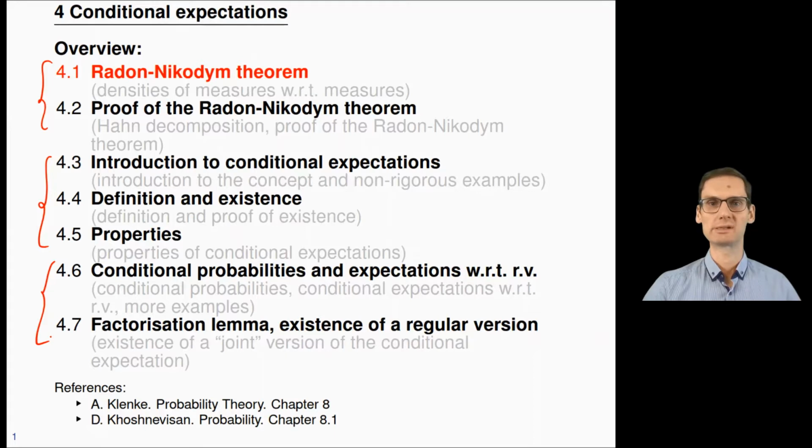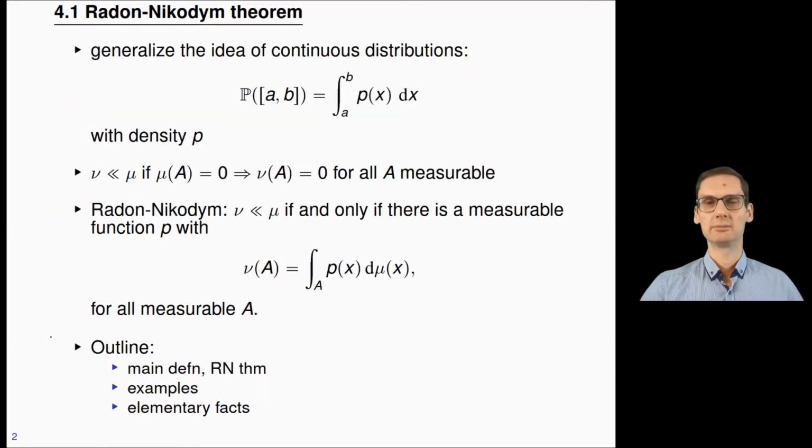It's also interesting, and we need different tools like the Hahn decomposition of a signed measure and signed measures in general. So that's really interesting also from the measure theoretic point of view, but it will not be needed in the further course of probability theory. So what is the Radon-Nikodym theorem?